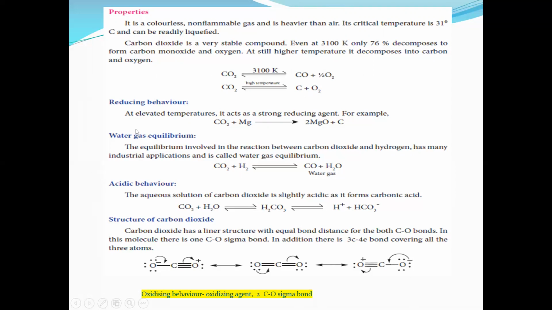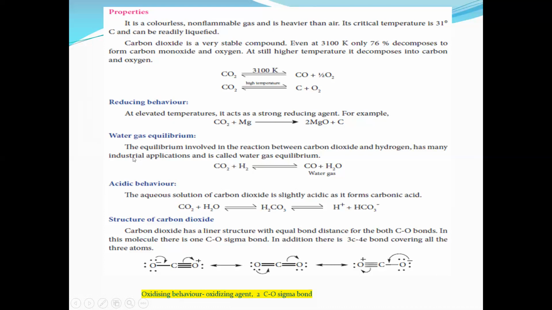So next one is not oxidizing behavior, actually it is reducing behavior. A printing mistake is there, so note it down correctly. At elevated temperature, carbon dioxide acts as an oxidizing agent. Here also you need to change it to strong oxidizing agent. For example, carbon dioxide mixed with magnesium, we get magnesium oxide plus carbon.